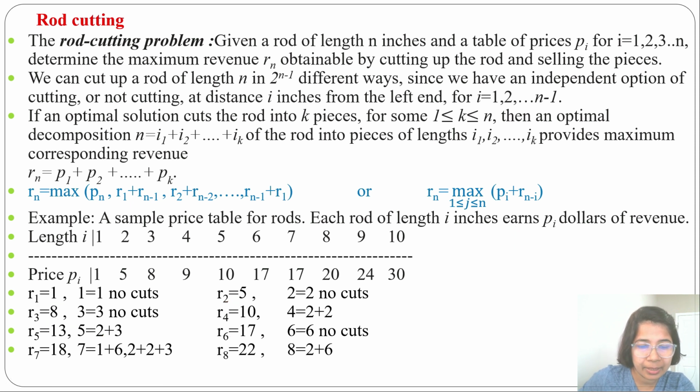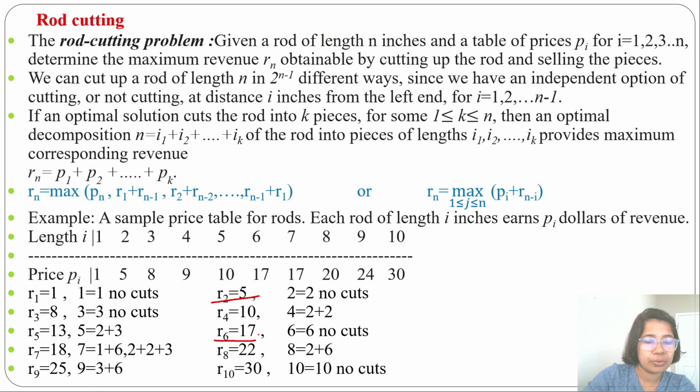Next R8. R8 equals 22 by adding 2 plus 6. R6 is 17. R2 is 5. So 17 plus 5 is 22. Next R9. R9 equals 25 by adding 3 plus 6. R6 is 17. R3 is 8. 17 plus 8, it's 25.